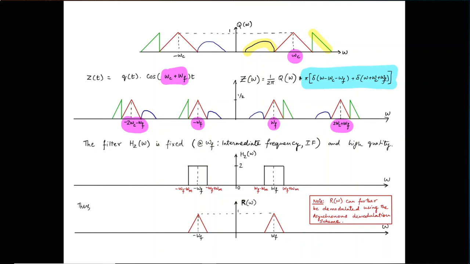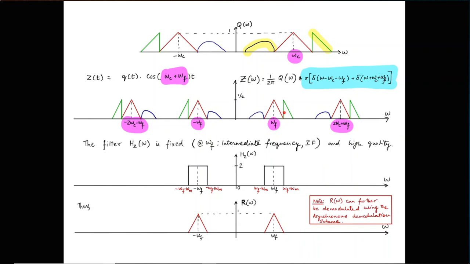Now, we can design that fixed band pass filter, which is highly selective at omega f, at the intermediate frequency. So now we consider the filter H2 of omega, which is fixed. It's always at omega f, intermediate frequency, and it has high quality factor, highly selective. As you can see here, I've drawn it up as a rectangle.